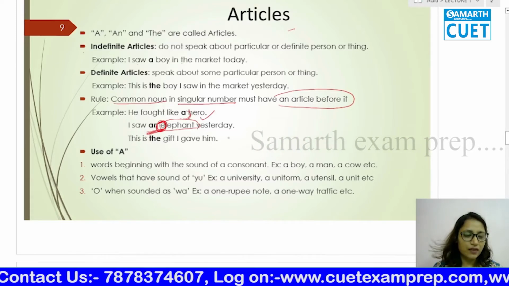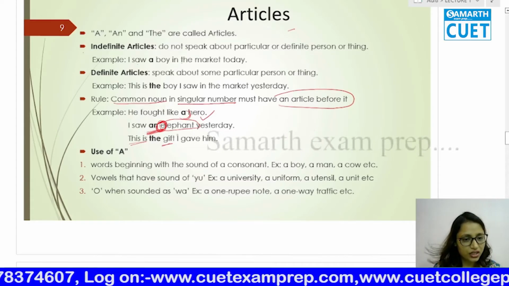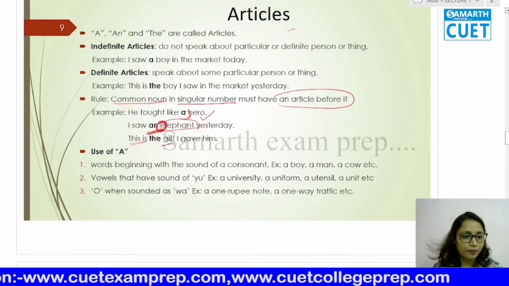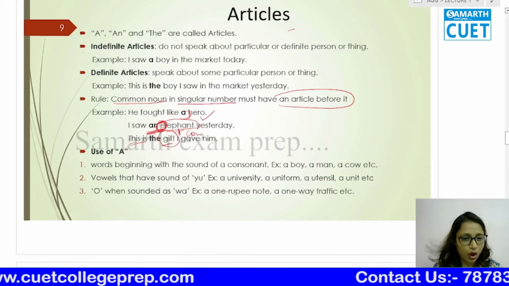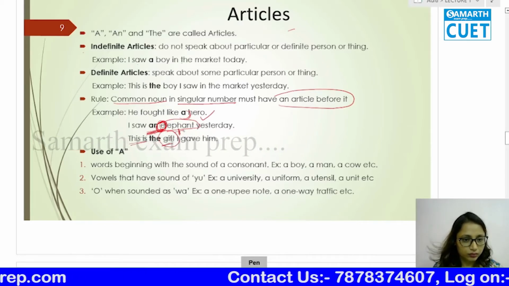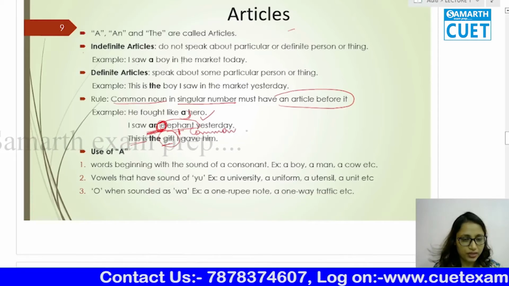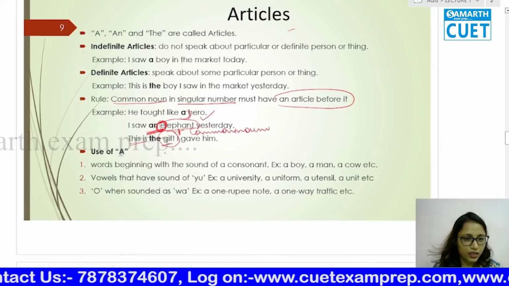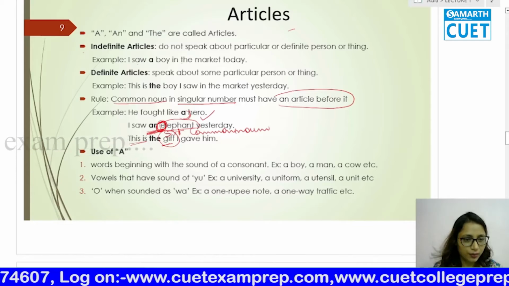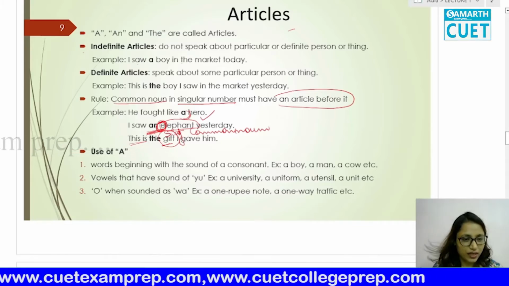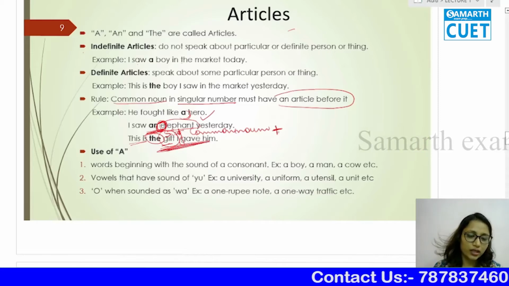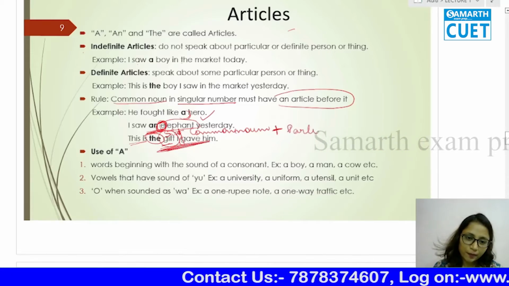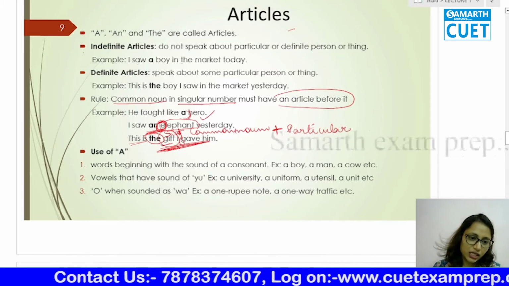This is the gift I gave him. So this is the gift. We are talking about the particular gift which I gave to him. So gift is singular plus it is a common noun. So singular plus common noun, that's why we are using the article the here. And why is the used? Also because we are talking about the particular gift which was given. That's why the article the came here.